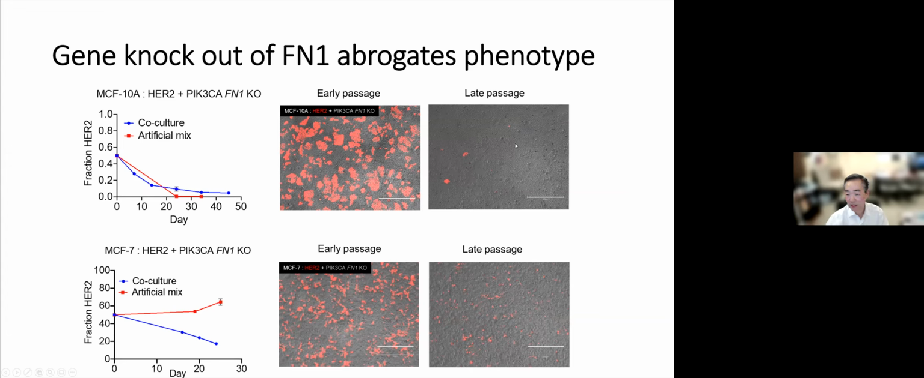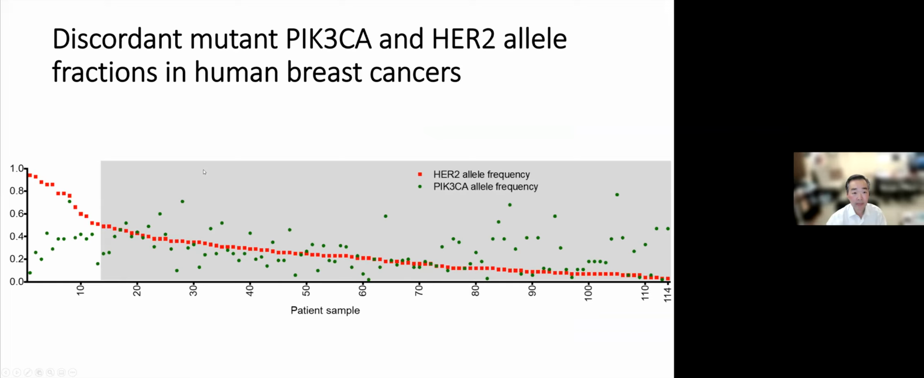By late passage, normally you would see the red take over, but because PIK3CA now has fibronectin knocked out, you don't see that phenotype. So the PIK3CA cells are still growing. We did not label these green because these are, again, the PIK3CA fibronectin 1 knockouts. But we do still see in the HER2 minimal amounts of red, and that was recapitulated again in the MCF7 cell line panel. And then what about actual human tumors?